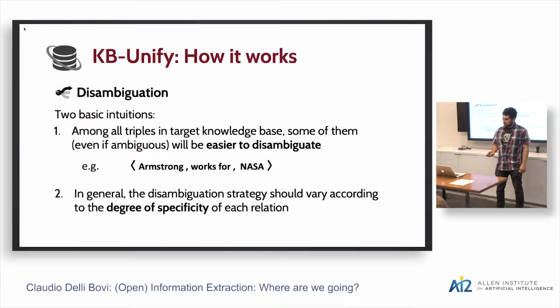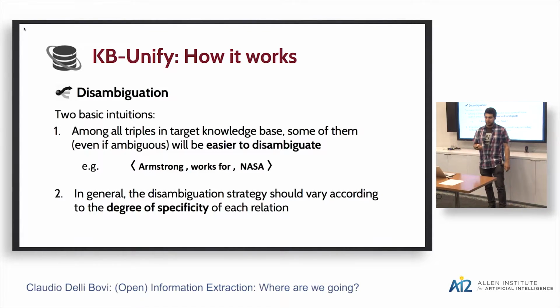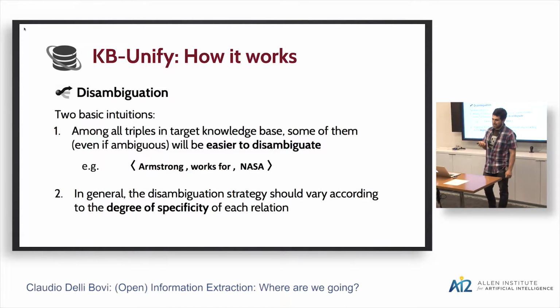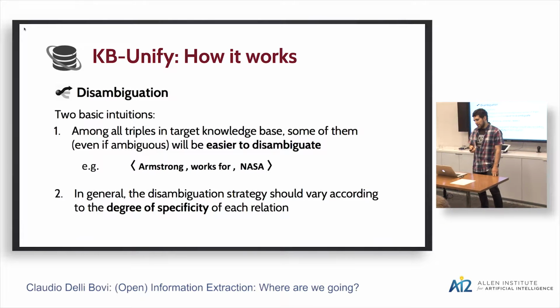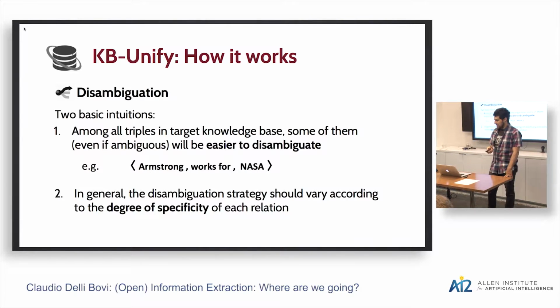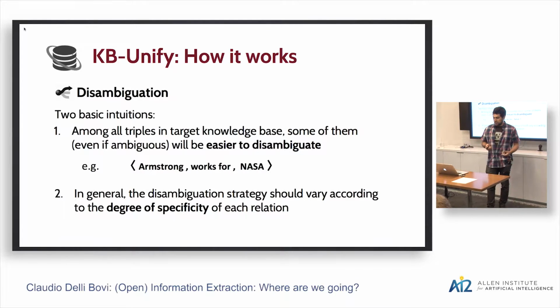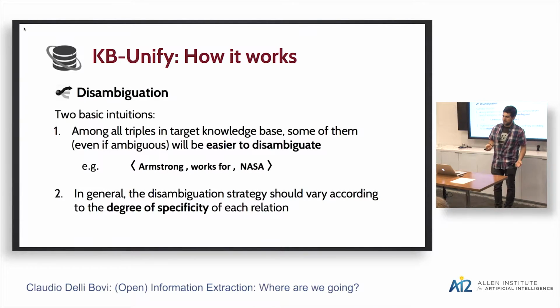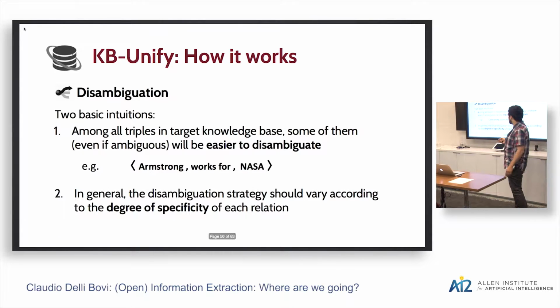Instead, if you have a much more general relation, for instance, X is part of Y, then that's not the case, because X could be anything, Y could be anything. So domain arguments are not related to each other, and range arguments are not related to each other. In this case, if you have to disambiguate triples, it's much safer to disambiguate them one by one, because you would only bring in noise if you brought them all together. So those are basically the two intuitions.